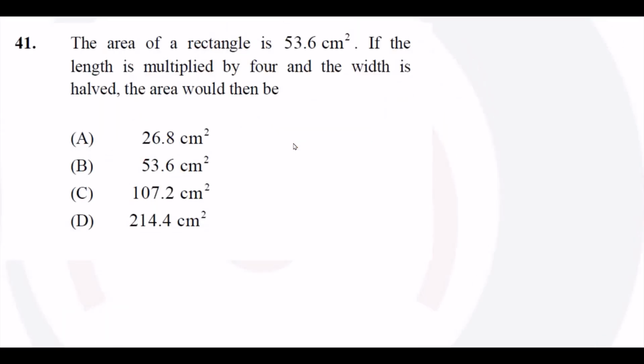Alright, the area of a rectangle is 53.6 centimeters square. If the length is multiplied by 4 and the width is half, the area would be... Alright, so area of a rectangle is length times width. So let's say that the length is 4L and the width is half. And let's say that the area is 53.6. So half the width.